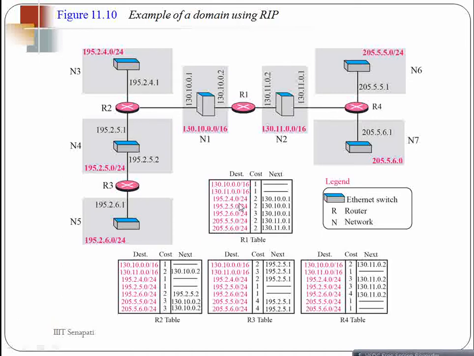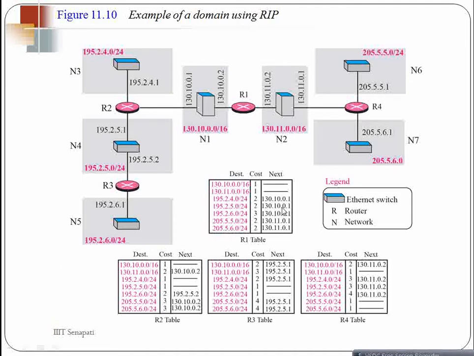2.4.0, you will understand 2.4.0 is somewhere here, I think. So it will try to find out where it has to send this packet. It will reach there in 2 hops. It will send the data to 130.10.0.1, and that will be its router. That is how the packets will be transmitted, whether this side or this side, or if the packet has to be sent here, it will reach in 3 hops. In this way these tables are maintained at all the routers.